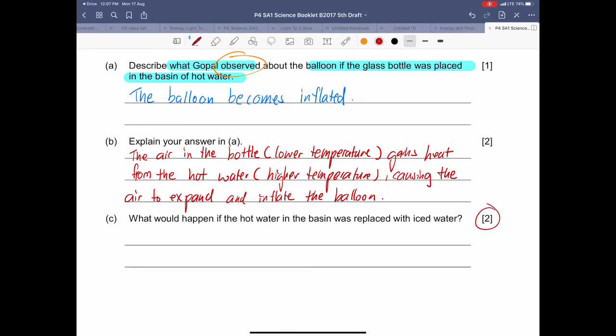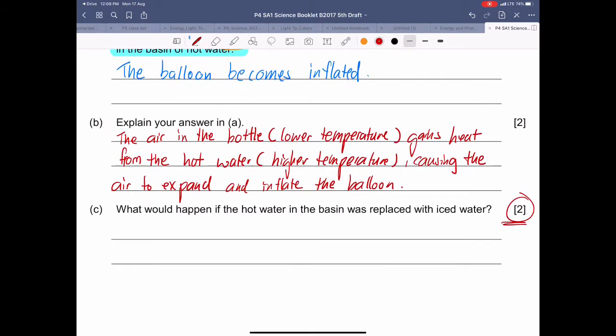So sometimes use a little bit of common sense. Look at the marks. The marks will tell you how much you must write. So in this case, you must say that the balloon becomes deflated, or the balloon deflates. To deflate means that all the air goes out or it becomes smaller. Yes, the opposite of inflated.